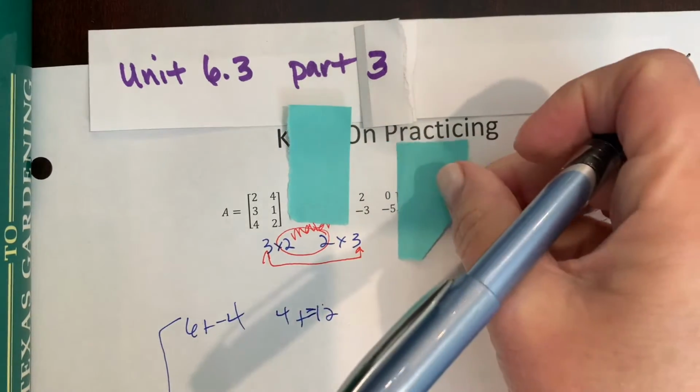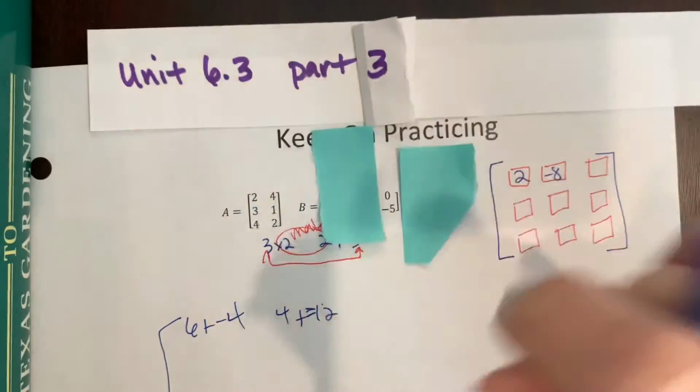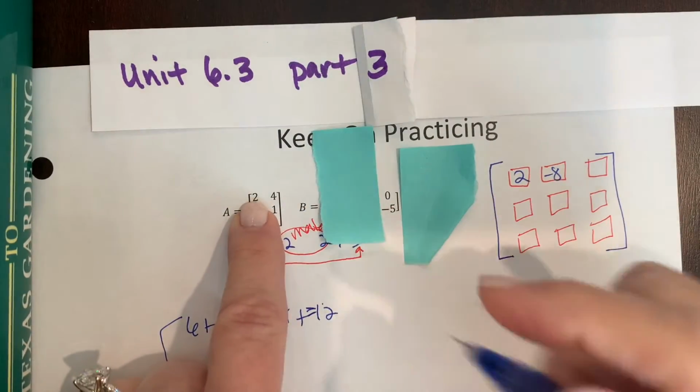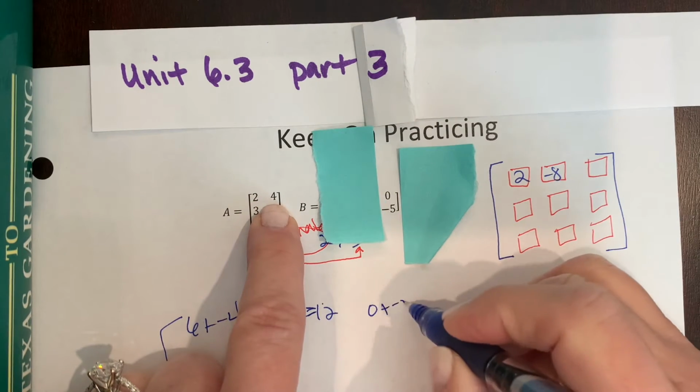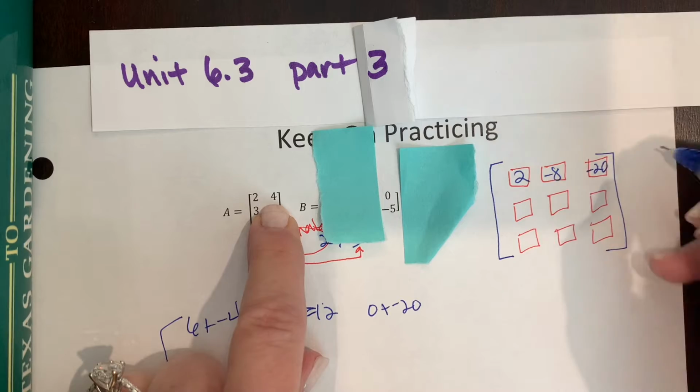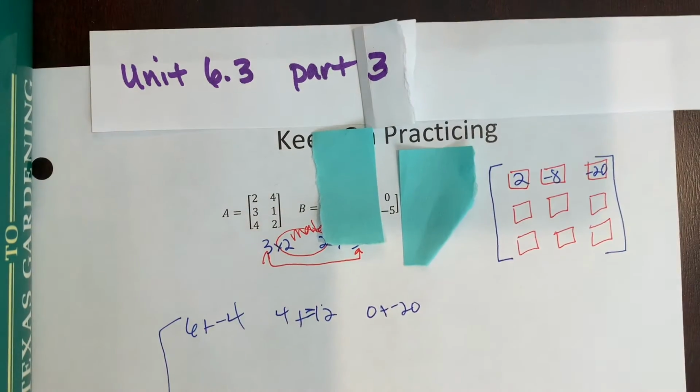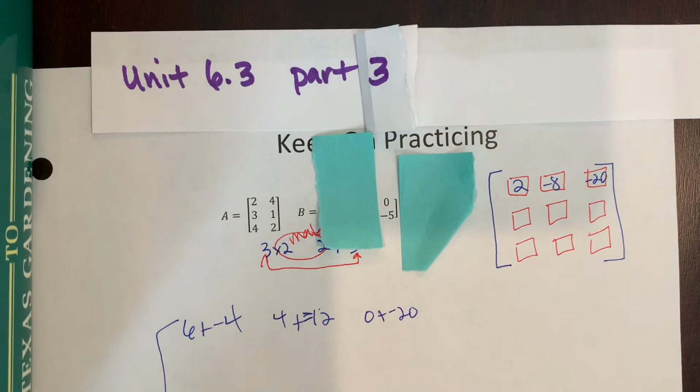Okay, then this just moves over. I'll look at the next column. Luckily, 2 times 0 is 0. And then 4 times negative 5 is negative 20. So that makes a negative 20 in that box. Okay, so now I'm going to move down.